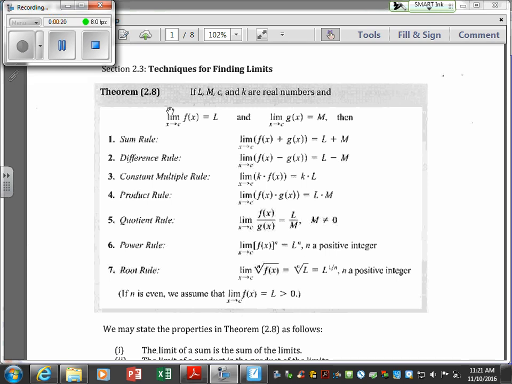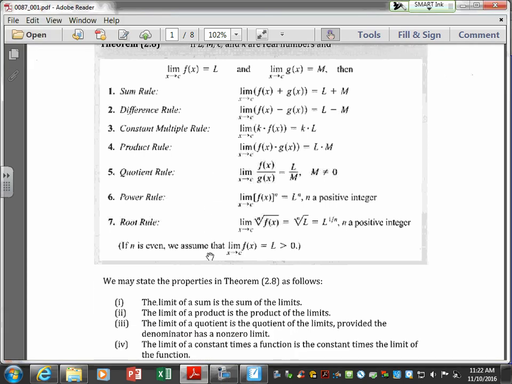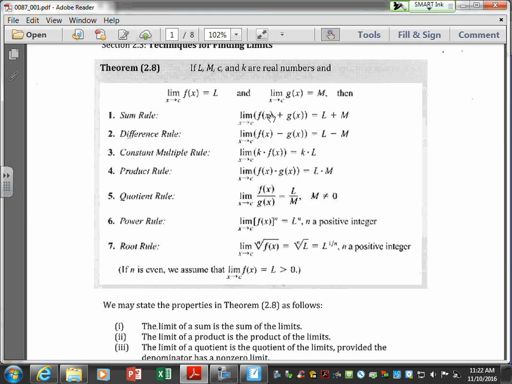So basically, if I have a limit of a particular function f of x as x approaches c, that's equal to L. And I also consider a limit of a g of x function as x approaches c is equal to m. Then here's some properties or some theorems that we can use. This isn't the greatest copy. So basically, the limit of the sum is the sum of the limits. The limit of the sum is the sum of the limits.